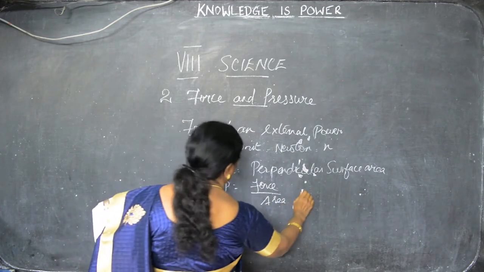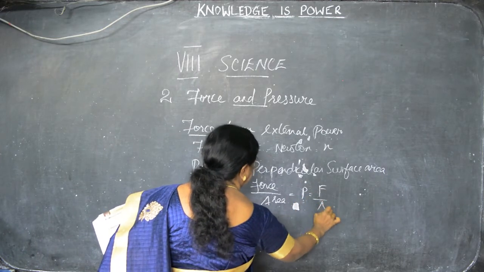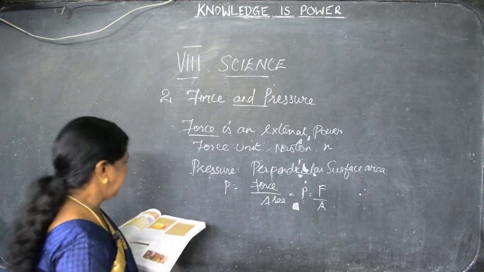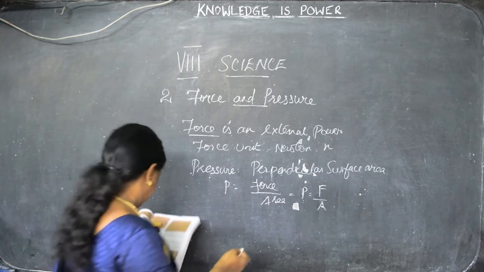That is otherwise known as P equals F by A. The unit is Pascal, that is Newton per meter squared.